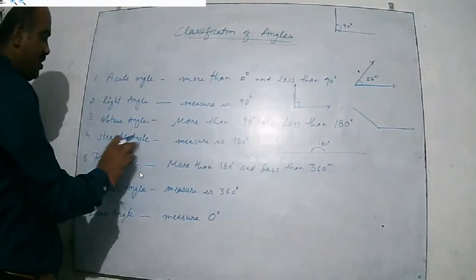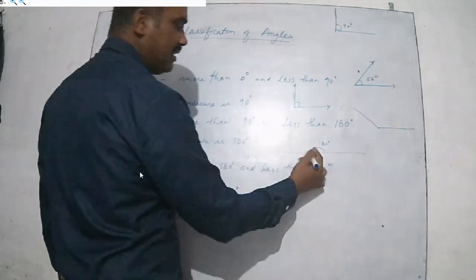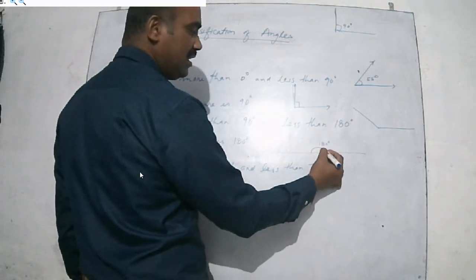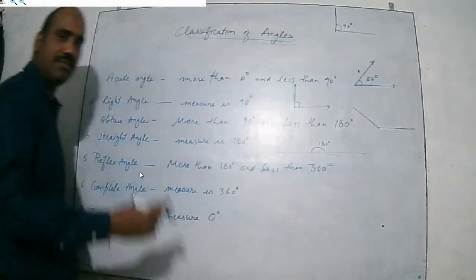And if we talk about a straight angle, its measure is 180. This is a straight line. Here we measure with the protractor. You can see here it is 180. You get the measure 180 degrees.